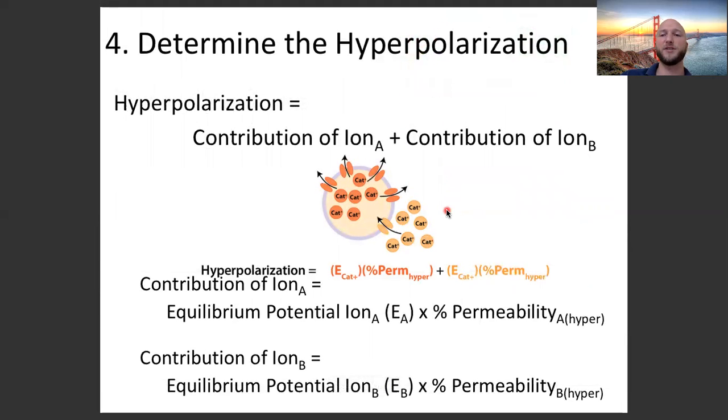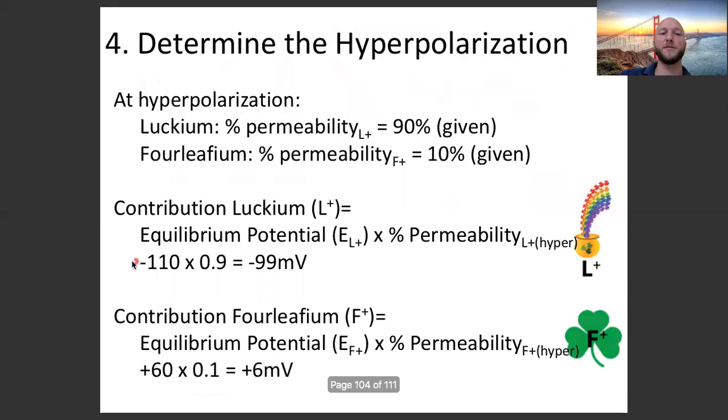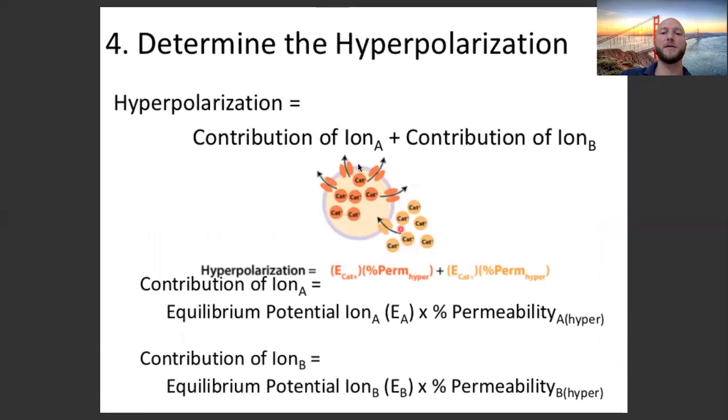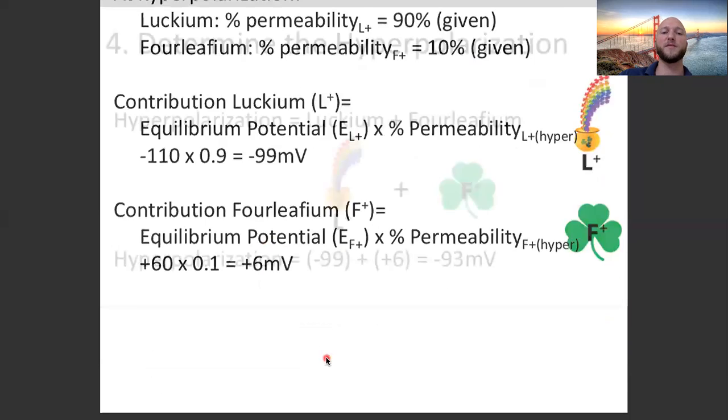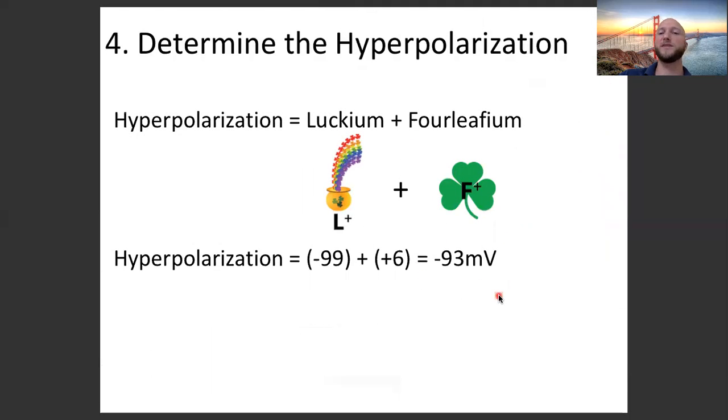Determine the hyperpolarization. So hyperpolarization is equal to the contribution of A plus the contribution of B. I think we've seen this before, right? Yeah, it's the same process. We're just going to have a different permeability value for each. So negative 110, the permeability during hyperpolarization is 90%. So 110 times 0.9 is equal to negative 99. For lithium, its contribution, we have an equilibrium potential of 60 times 0.1, so 10% permeability, positive 6 millivolts. Now, contribution of A is negative 99, and B is positive 6. So hyperpolarization is negative 93 millivolts.